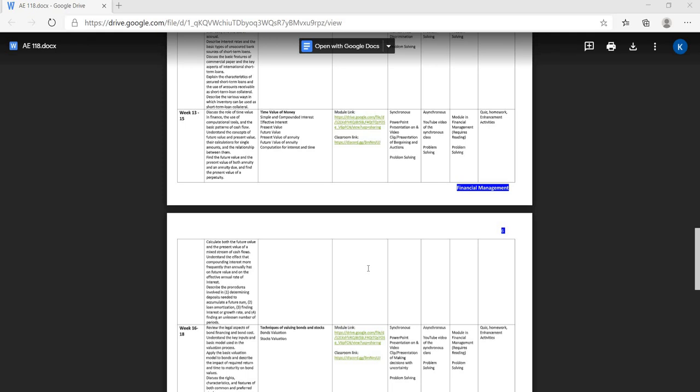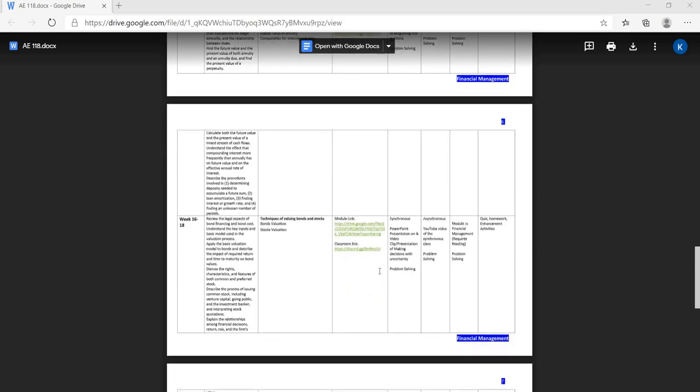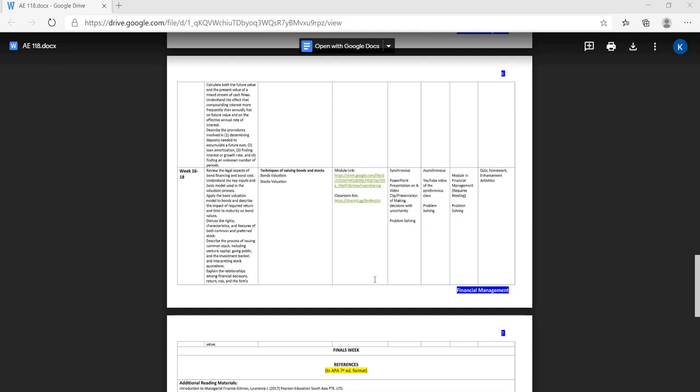And then for the last topic, we have techniques for valuing bonds and stocks.